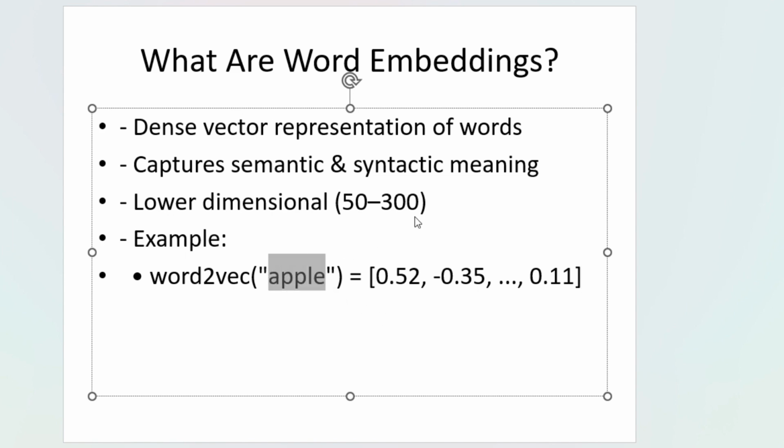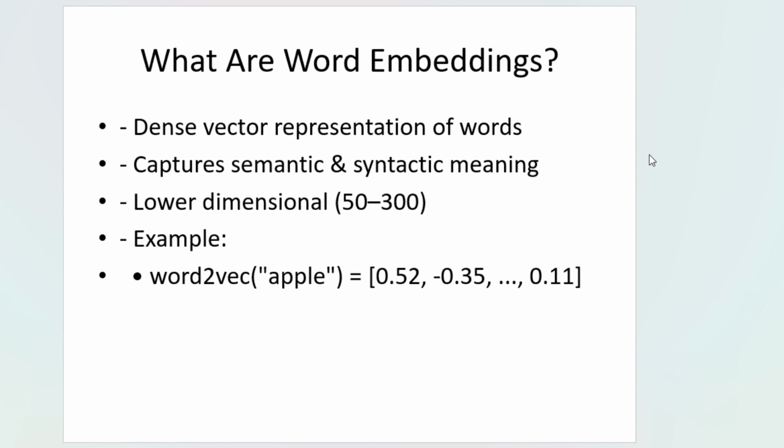Coming to word embeddings, similar words will have similar vectors. Let me tell you in a simple way. There is a king and there is a queen. King and queen are related, right? So that's why king and queen will have similar vectors. They will not have the same vector, but they will have similar vectors. The vector points are close to each other.